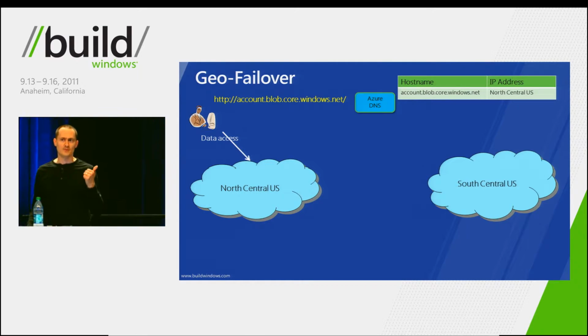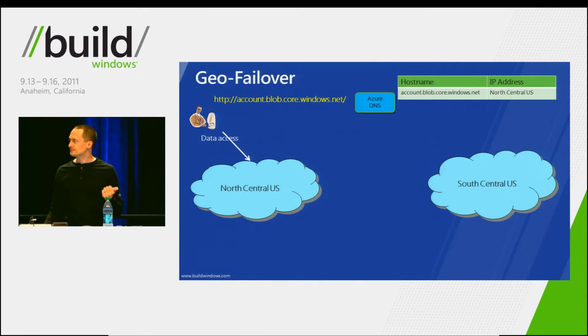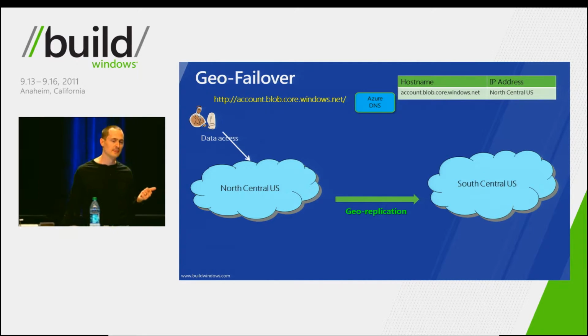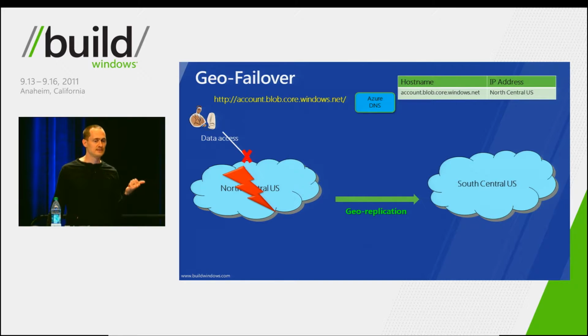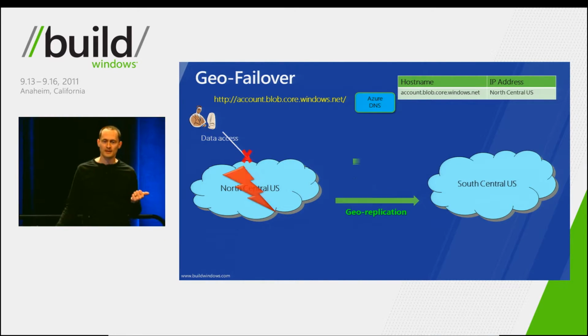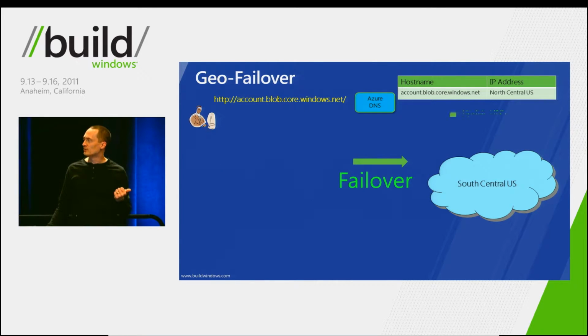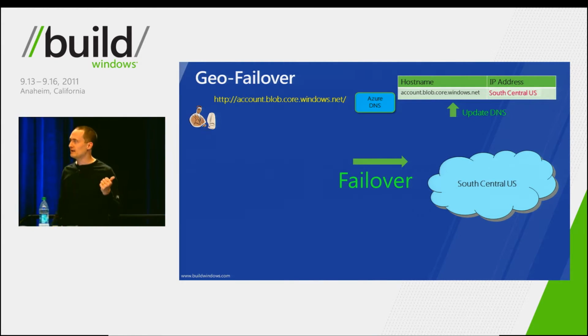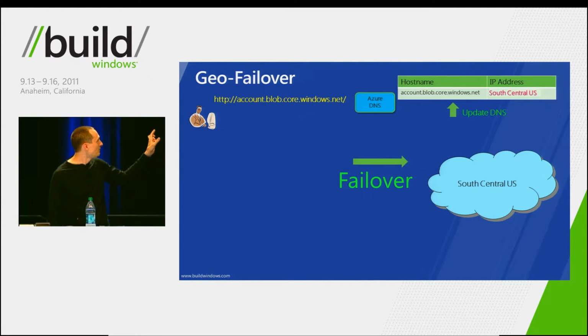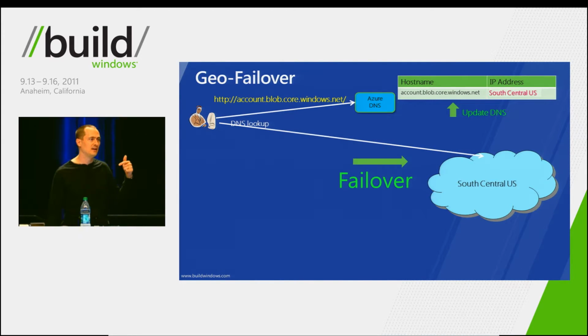Then if there was a major data center disaster, well, we first are geo-replicating your data to US South. But if there was a major data center disaster, we first contact the customers affected. And then we would do a failover, and we would basically update that DNS to point to US South Central. And once we do that, this domain name, account.blob.core.windows.net, would now point over here to US South, and then the transactions for your storage accounts would start working again.